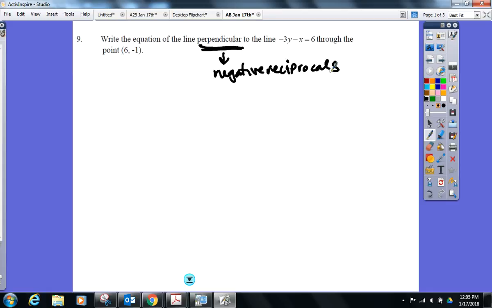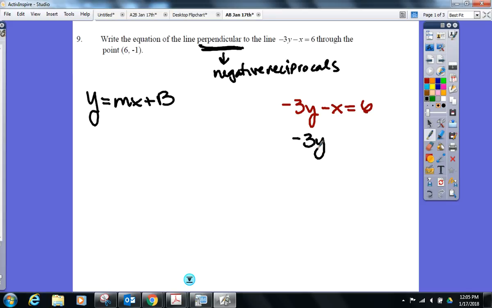And we're asked to write the equation of a line. So we're starting to think, y equals mx plus b. All right, so let's start with the line they gave me. Negative 3y minus x equals 6. Help me get that into y equals form so I can find the slope. Move over what first? Move the x over. So I have negative 3y equals positive x plus 6. And then divide both sides by negative 3.